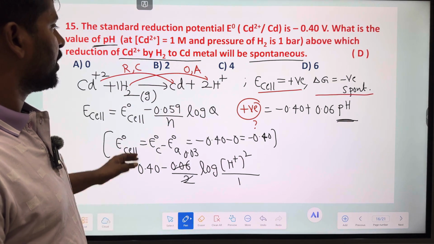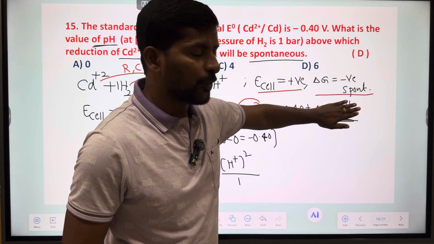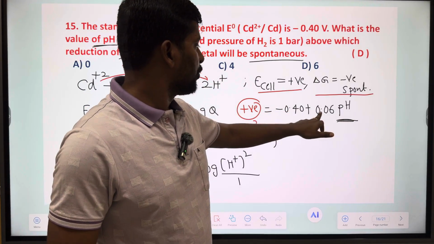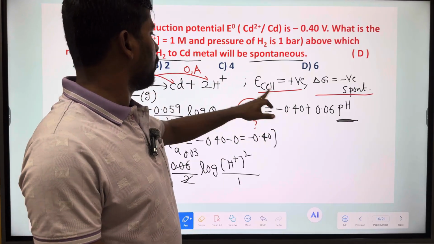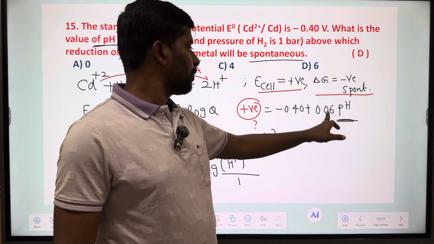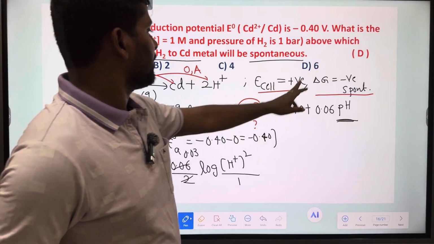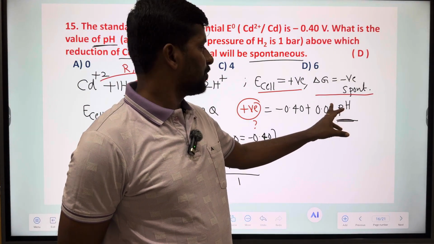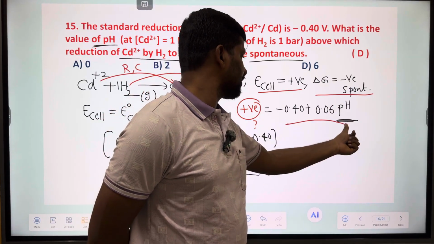If you substitute pH 0, we get a negative value. If you substitute 2, 2 means 0.12, minus 0.40 plus 0.12 is not positive. Next one, 6: minus 0.40 plus 0.06 into 6, that is 0.36.